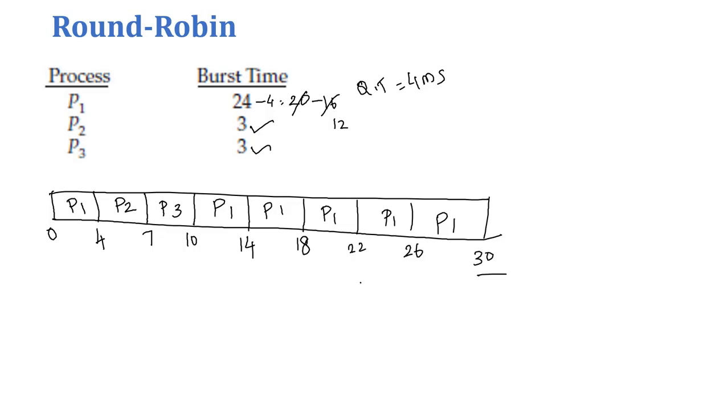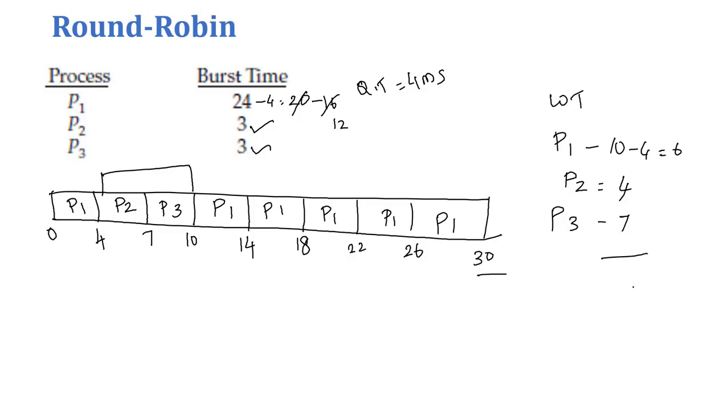If you check the waiting time, you calculate it when the process is completed. For P1, this is a working time and again this is a working time, so only this period is waiting time for P1. So 10 minus 4, 6 is the waiting time. For P2 the waiting time is 4, and for P3 the waiting time is 7. Taking the average waiting time, it is around 5.6. Overall, the average waiting time increases for the round robin algorithm.